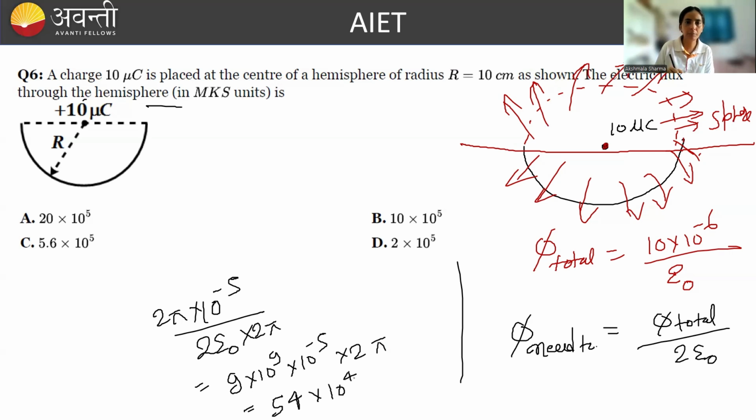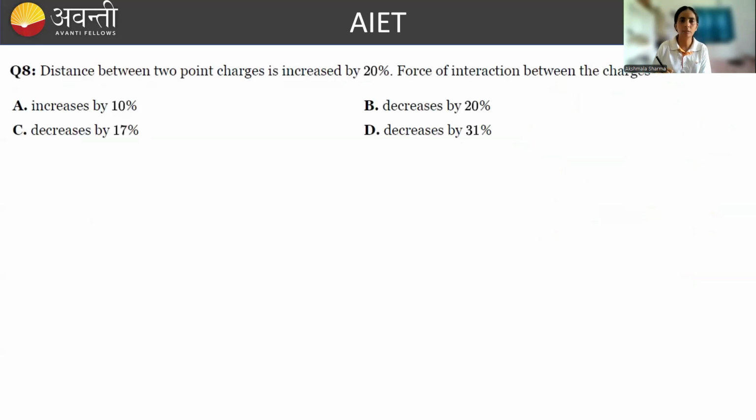Done. If we have to write it as a power of 10 to the power 5, then let's multiply it by 10 and divide by 10. So it will become 5.4 something into 10 to the power 5. This is approximately equal to option C. So the correct option is C. Okay, now what is this question?